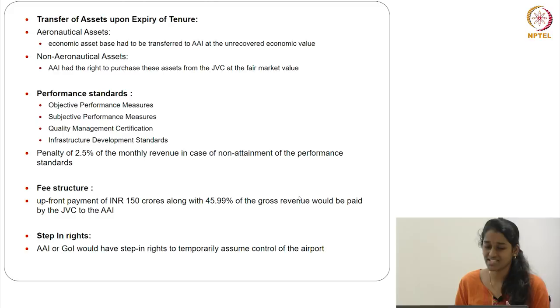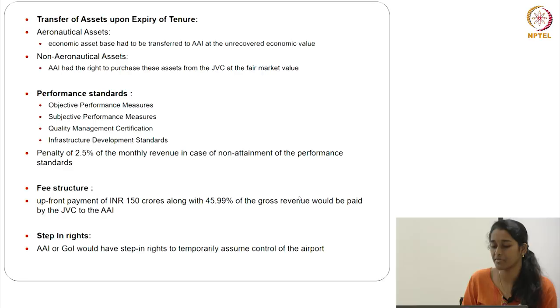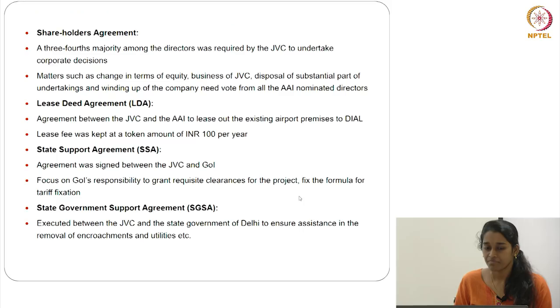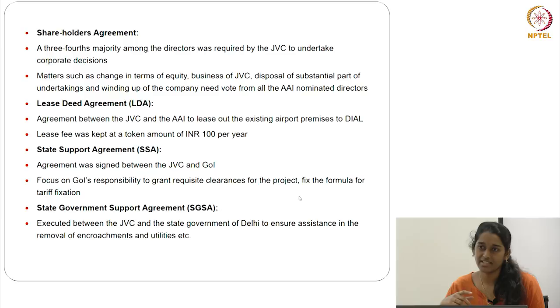Their AIA or Government of India, they thought even about the emergency issues. And the other agreements include the shareholders agreement. This was that JVC will have the majority, like a 3/4 majority, and they can take corporate decisions. But in case of any change in terms of equity or business of JVC, such things should have votes from all the AAI people. But majority decisions for other matters can be taken by JVC.